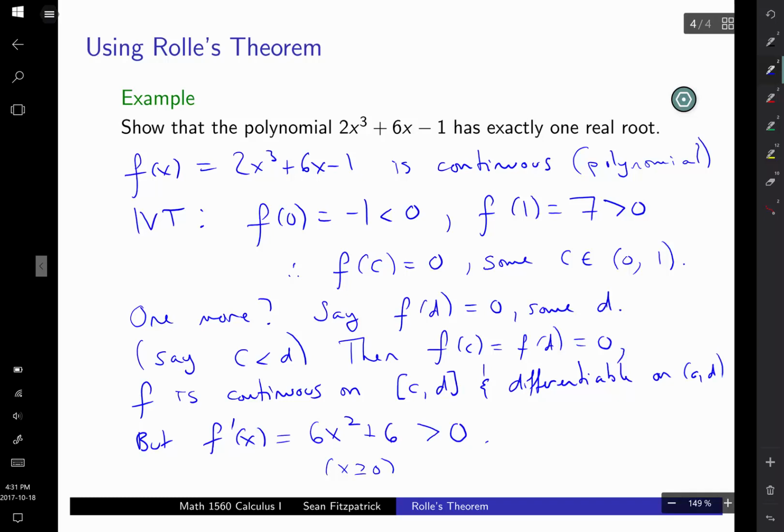And if the derivative can never equal 0, well, if there were two roots, we'd be violating Rolle's theorem, because Rolle's theorem says that there has to be a place where the derivative is 0 in between those two roots. We know that there is no such place where the derivative is 0, and so the only conclusion we can make is that since the derivative can never equal 0, there can't be a second root, or we would be violating Rolle's theorem.